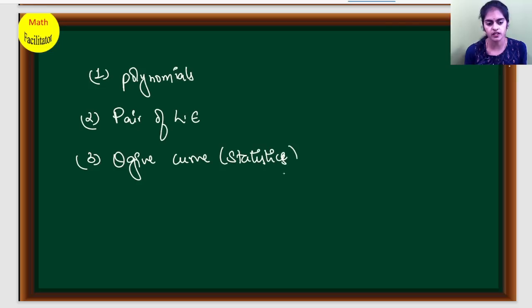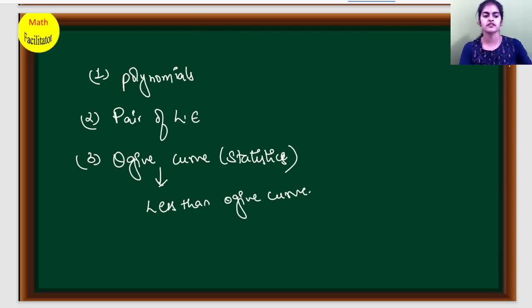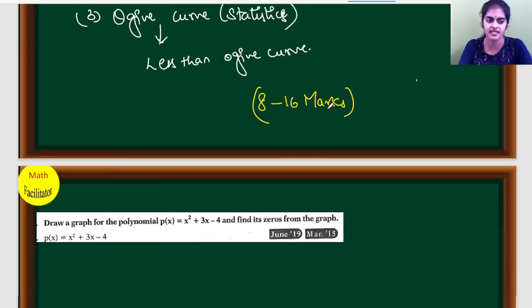In the ogive curve we are going to learn the less than ogive curve, because more than is not included in your syllabus. These ogive curves are used to find the median of a given data. So this is what we are going to learn in this session, and it carries a weightage of 8 to 16 marks. Without any more delay, let's begin the session.